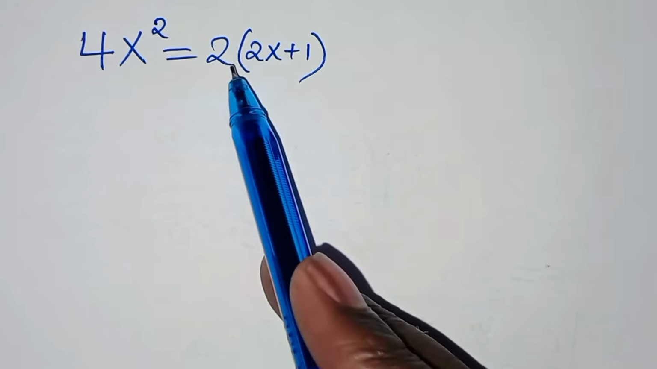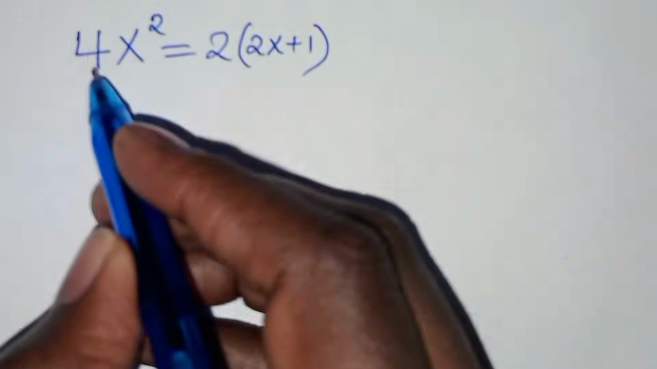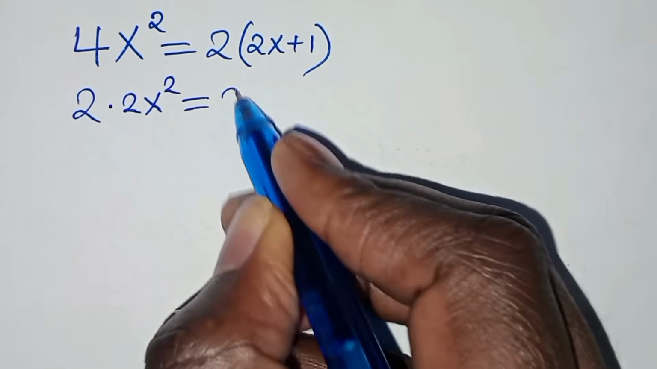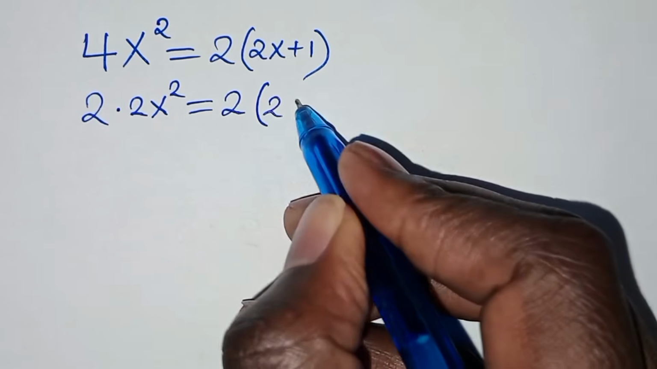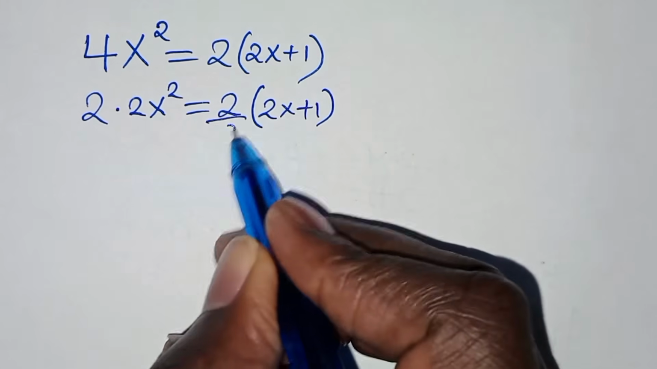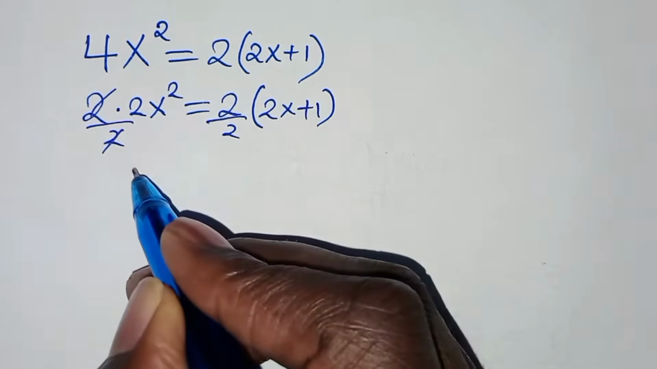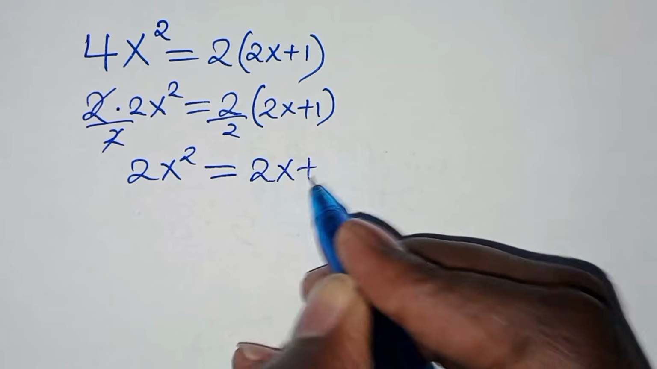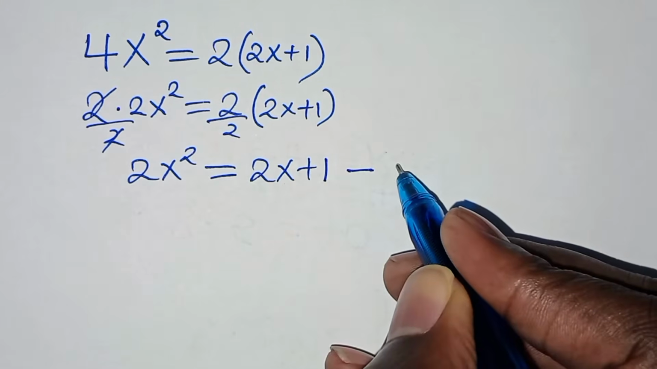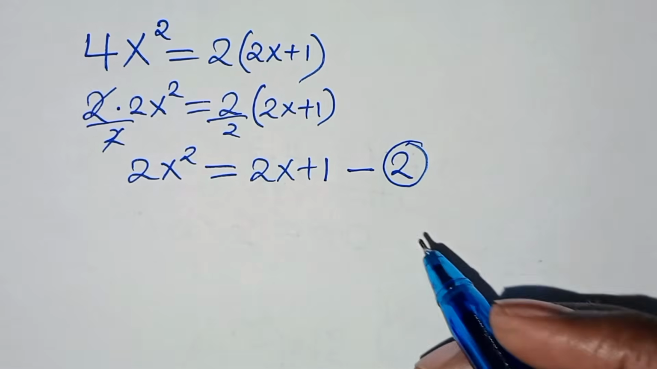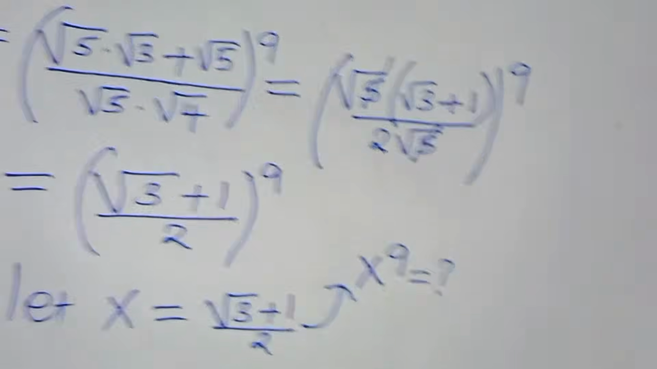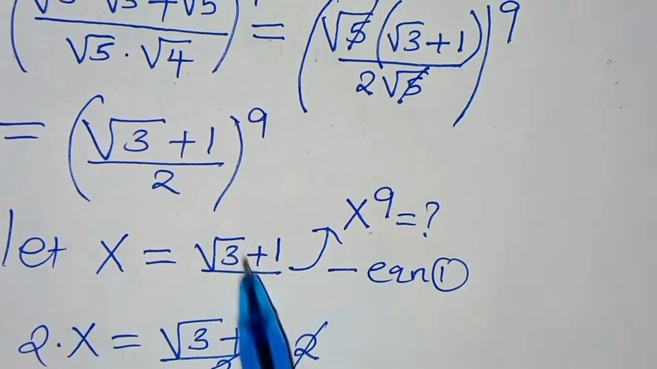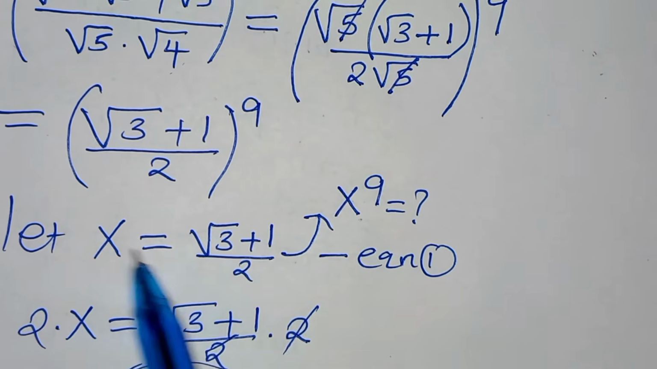We factored 2. 2 is common here, so we have 2x plus 1. So we can express this as well as 2 times 2x squared, this is equal to 2 into the parentheses, 2x plus 1. So let's divide both sides here by 2, so that now 2x squared, this is equal to 2x plus 1. So let's call this equation 2. So here we have equation 1. Equation 1 here, it's square root of 3 plus 1 divided by 2, which is the x value.